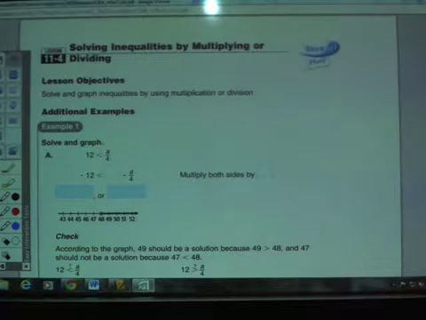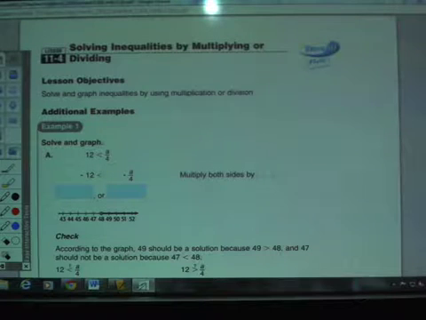Chapter 11, Section 4 in the 8th grade note-taking guide is entitled Solving Inequalities by Multiplying or Dividing. So remember, solving inequalities is done the exact same way that we solve an equation. All of those rules that we've been using for the last 2 years for solving an equation are exactly what I'm going to do here when I solve an inequality.